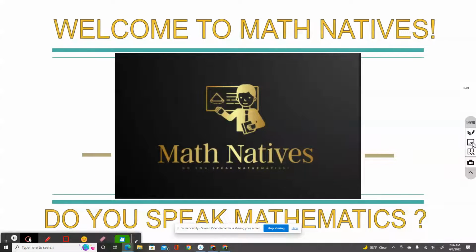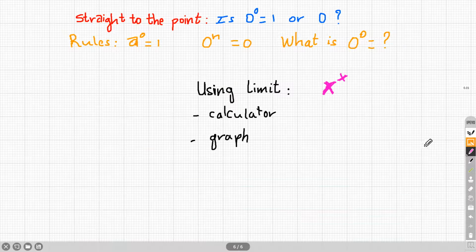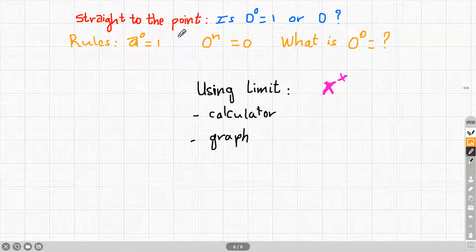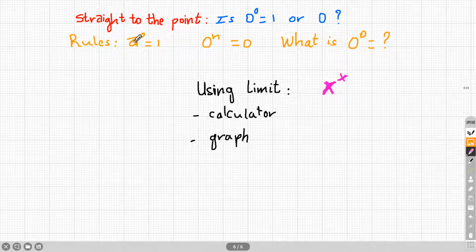So, what are we going to discuss today? Today's topic: in our straight to the point lesson, we are going to talk about whether or not 0 to the power of 0 is 1 or 0. We know that any number to the power of 0 is 1. And we also know by the rule of exponent that 0 to any power is 0. But what is 0 to the power of 0?